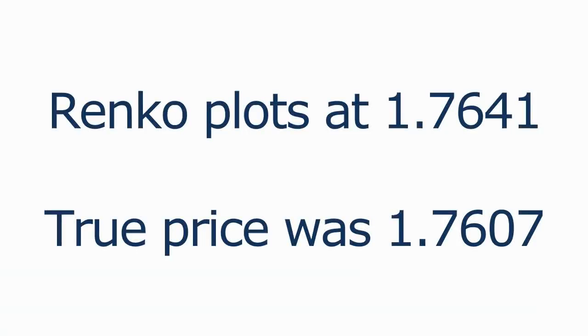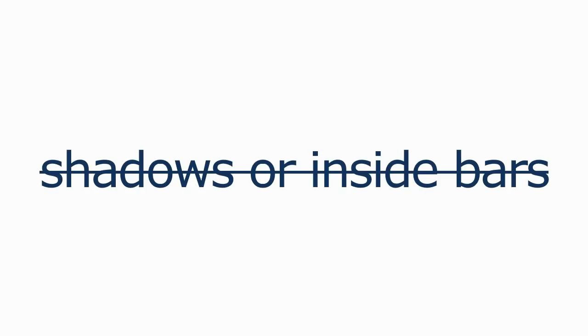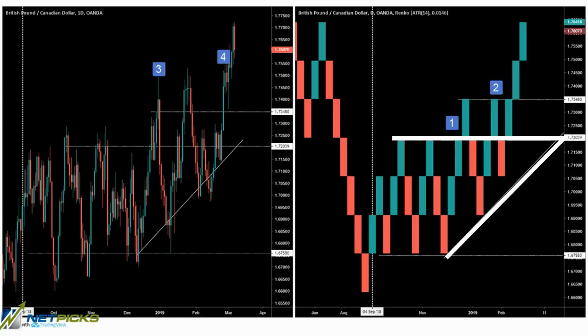So as an aside, this snapshot was actually a live Renko chart, and you can see on the right that while the Renko plots at 1.7641, the true price was actually 1.7607. So if you're an active trader, you may find that to be a bit of an issue. But what's obvious is that you cannot trade candlestick patterns that rely on shadows or inside bars. You can, as you see on this Renko here, look at various forms of triangles and horizontal chart patterns.